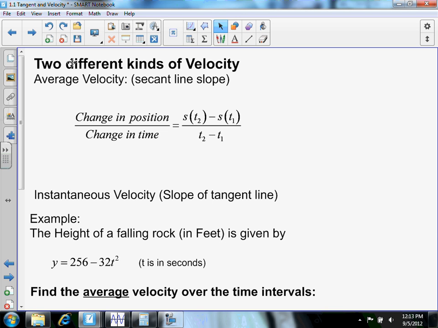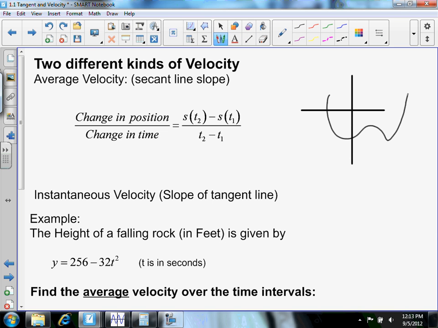Earlier today, we talked about secant lines. What was a secant line? Well, that was the average. Notice that the average velocity is the secant line. If we have a graph, and we want to know what happens between this point and this point, we draw a line between those two points, and that's our average. That's our secant line. That is our average velocity.